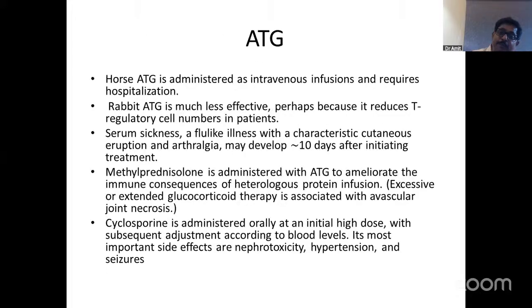Now, if we start talking of ATG, horse ATG is superior to rabbit ATG, and it is administered through an intravenous infusion and requires hospitalization. Many times there is some immunological reaction because of ATG, and methylprednisolone is used in these situations. Cyclosporine is administered orally at an initial high dose with subsequent adjustment according to the blood levels. Remember, cyclosporine is a toxic drug, and the important side effects of cyclosporine are nephrotoxicity, hypertension, and seizures.